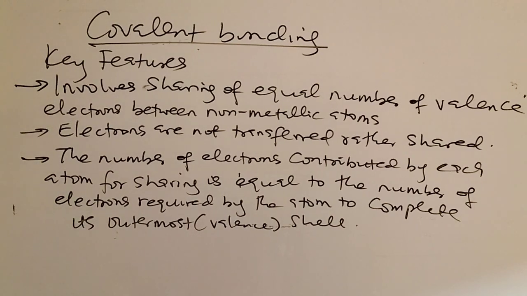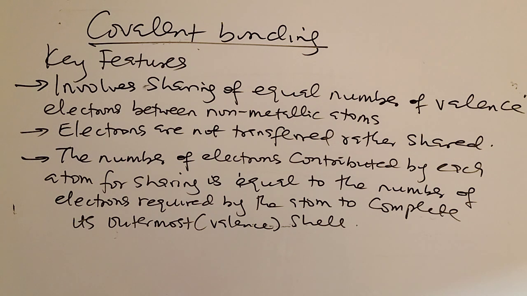So let's look at the key features of covalent bonding. Covalent bonding, from the word cooperation between two or more things. The first feature is that it involves sharing of equal number of valence electrons between non-metallic atoms. That means covalent bonding is normally found between two or more non-metals. So it's different from ionic bonding. Ionic bonding occurs between a metal and a non-metal.